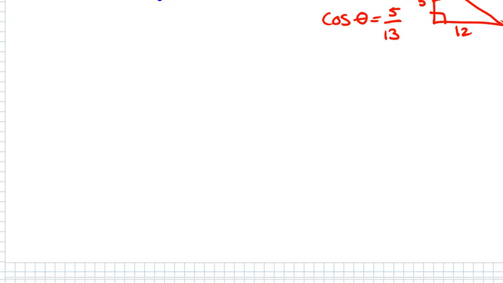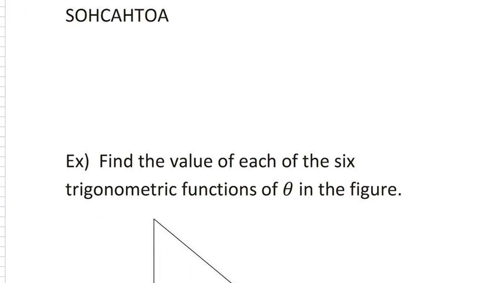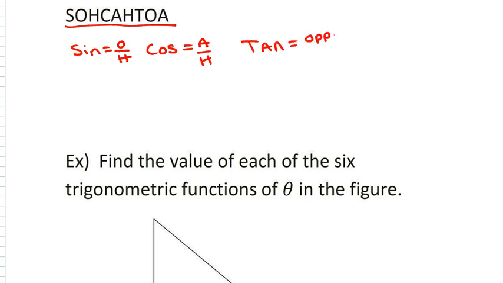Now, one of the ways we taught you in geometry to remember trigonometric functions is SOHCAHTOA. Remember, sine is opposite over hypotenuse. Cosine is adjacent over hypotenuse. So the sine, the opposite over hypotenuse, is where the SOH comes from. Cosine equals adjacent over hypotenuse. That's where the CAH comes from. And tangent equals opposite over adjacent, and that's where the TOA comes from. So that's how you get SOHCAHTOA. Sine opposite over hypotenuse. Cosine adjacent over hypotenuse. Tangent opposite over adjacent.